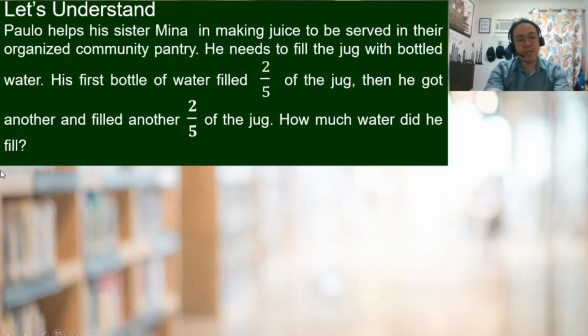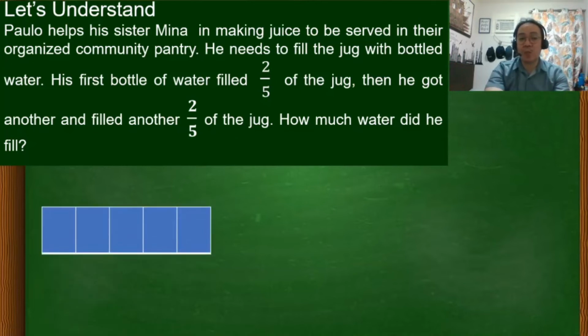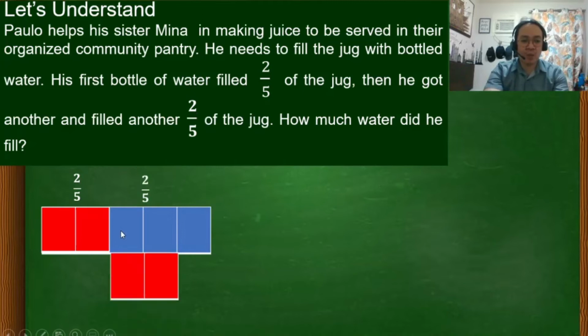So, if we will be using an illustration, let's say for example, this is the jug. Since it is a jug, we will be dividing it into equal parts. Ilang equal parts siya? Ang given dyan ay 5. So we will be dividing it into 5 equal parts. If Paulo's first bottle of water filled 2/5 of the jug, so, first 2/5, eto na yung na-fill niya sa jug. On the second bottle, ang na-fill niya uli sa jug ay 2/5. So, eto uli ang na-fill niya.